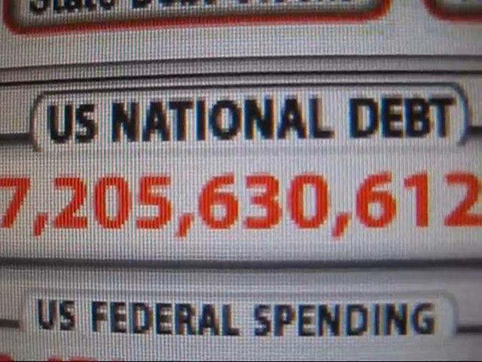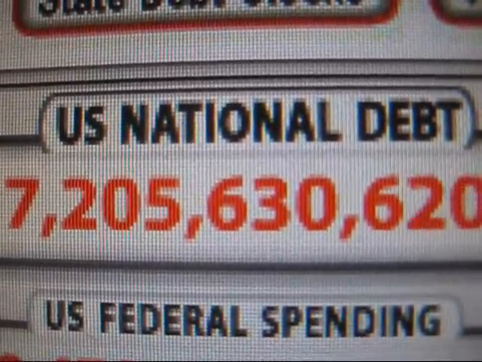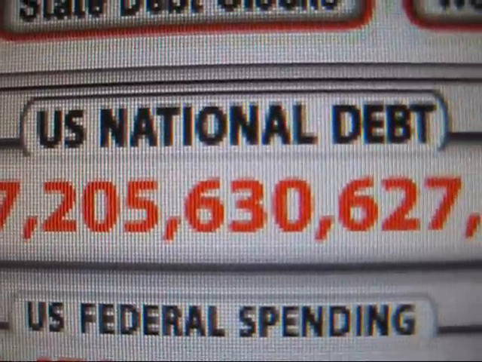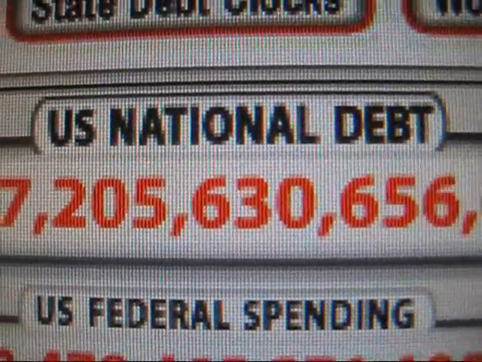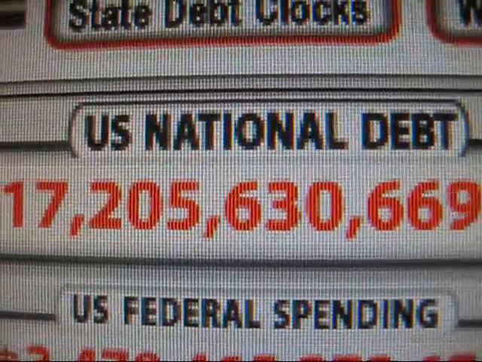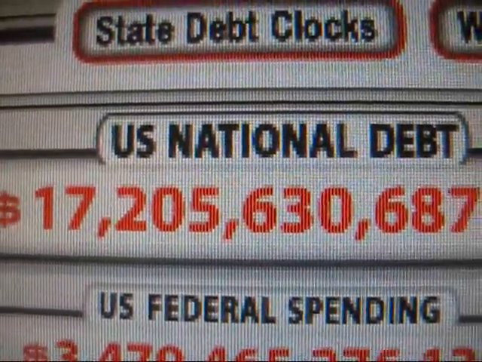And just a quick update on the U.S. national debt. It's $7.2 billion. Sorry. 7.2 trillion. 17.2 trillion.